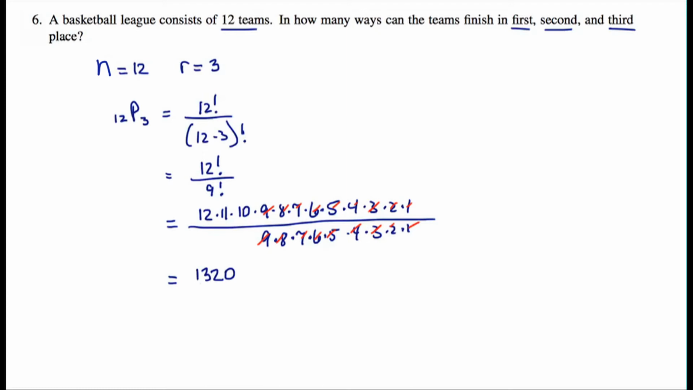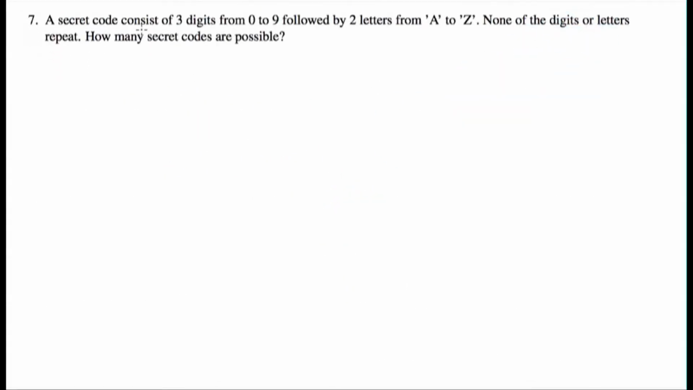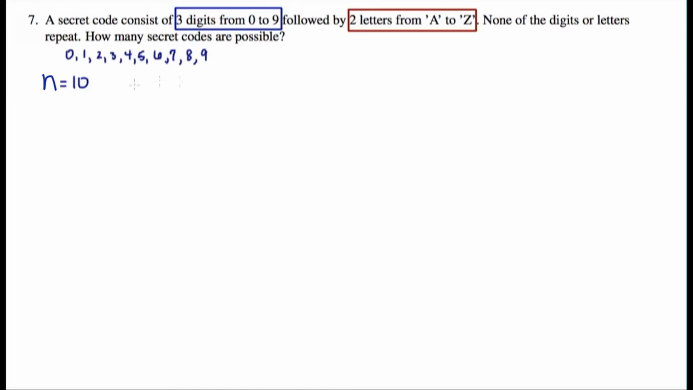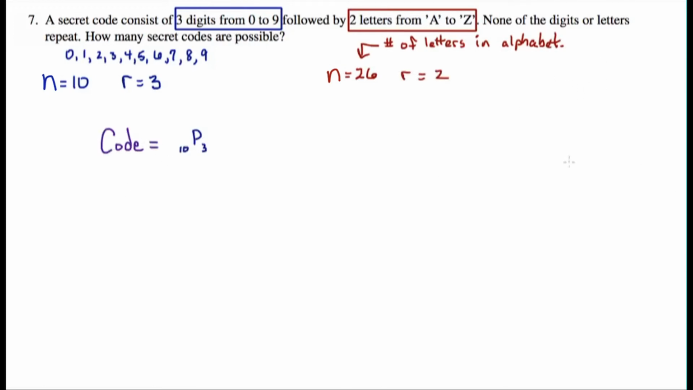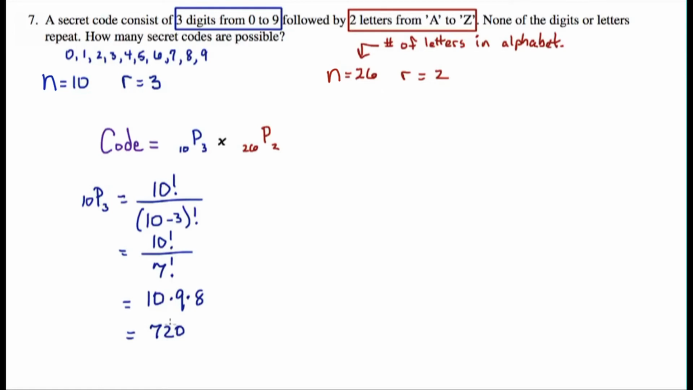Number 7, the last one, and my favorite problem. A secret code consists of 3 digits from 0 to 9, followed by 2 letters from A to Z. So we have 2 separate permutations to calculate here, and then we're going to multiply the final. So in the first part, I have 10 objects with 3 spots, and the second one, I have 26 and 2 spots. And the code is going to be the 2 permutations multiplied. So 10P3 is the first one. I calculate 720.